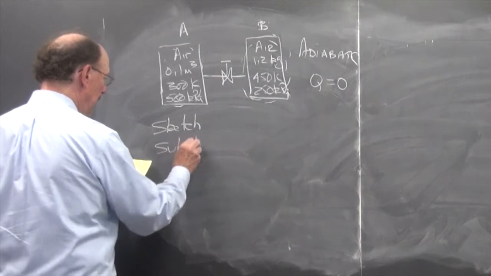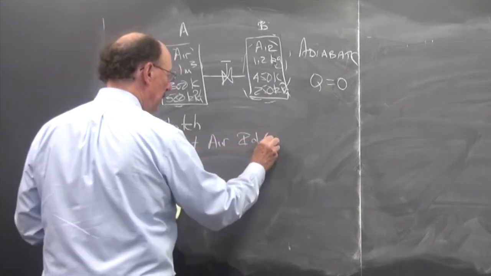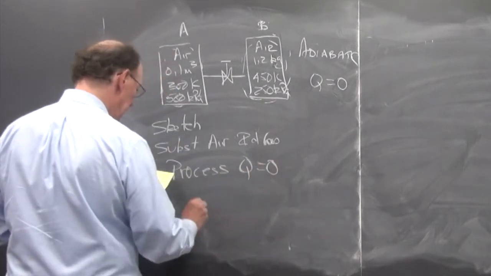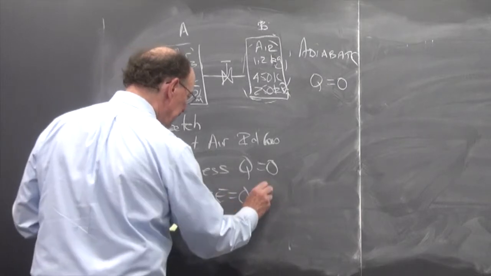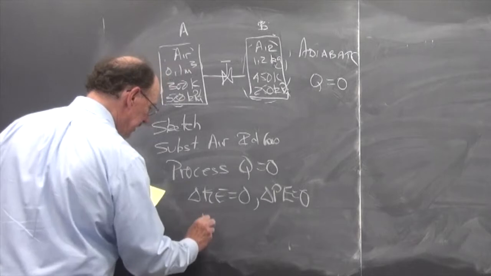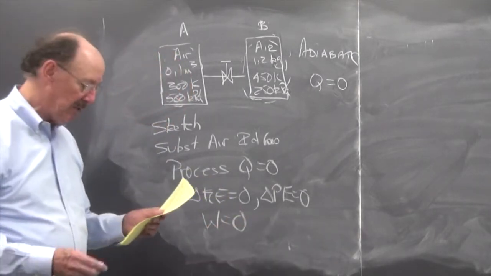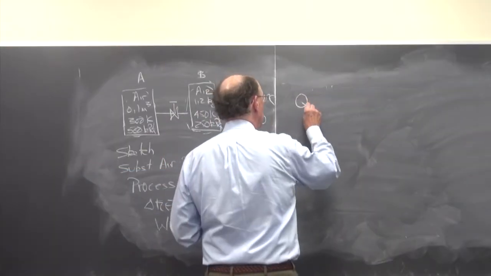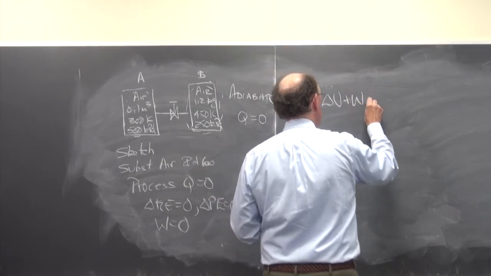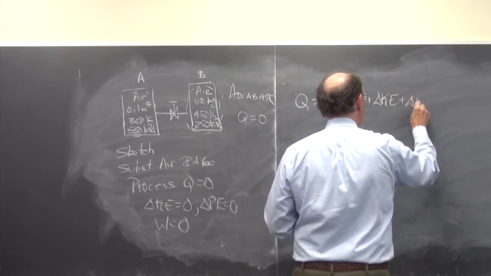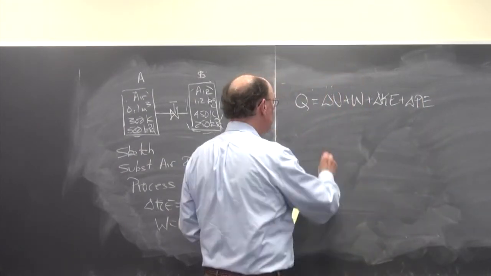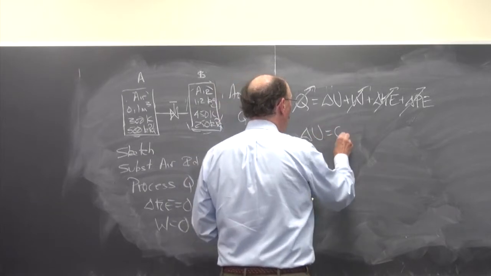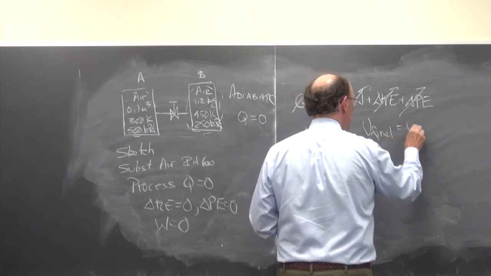The substance is air, so it's an ideal gas. The process is Q equal to 0, delta KE equal to 0, delta PE equal to 0, the work is equal to 0. My heavens, almost everything is going to 0 except the change of internal energy. So now let's write the first law. Q is equal to delta U plus W plus delta KE plus delta PE, and everything goes to 0 except delta U. So what this says is that delta U equals 0, or that U final equals U initial.